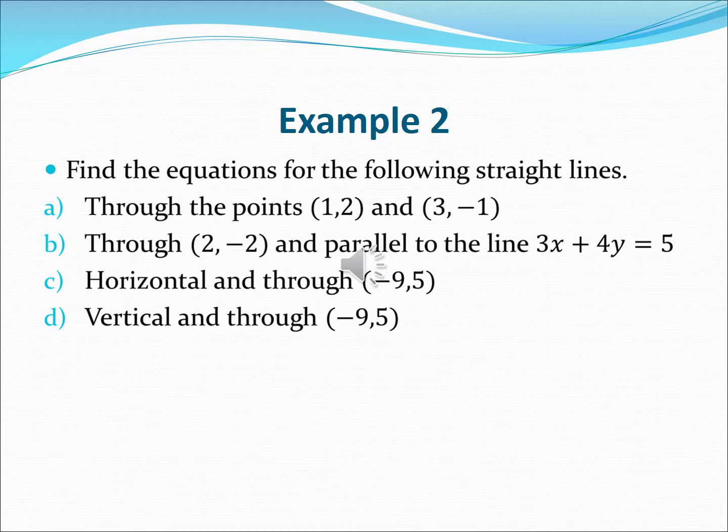Example 2. Find the equations for the following straight lines. A, through the points (1, 2) and (3, -1). B, through (2, -2) and parallel to the line 3x plus 4y equal to 5. C, horizontal and through the point (-9, 5). D, vertical and through (-9, 5).